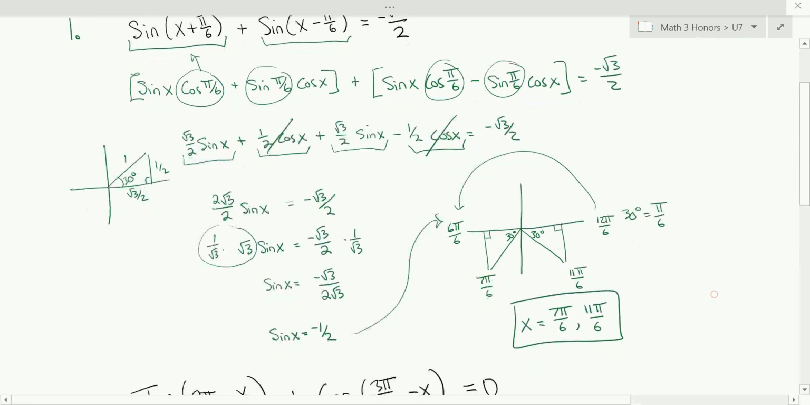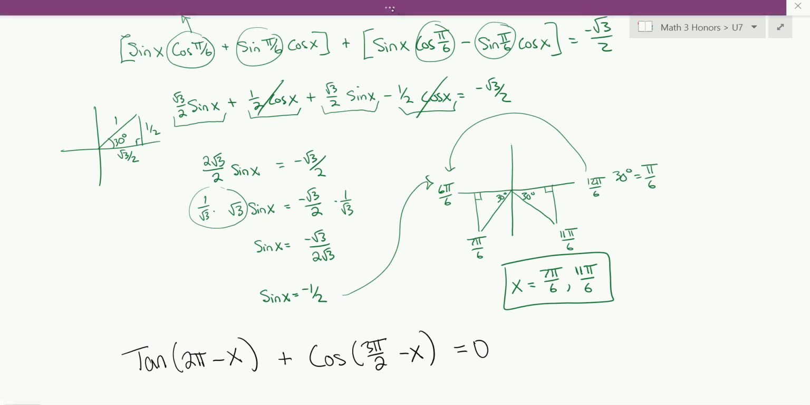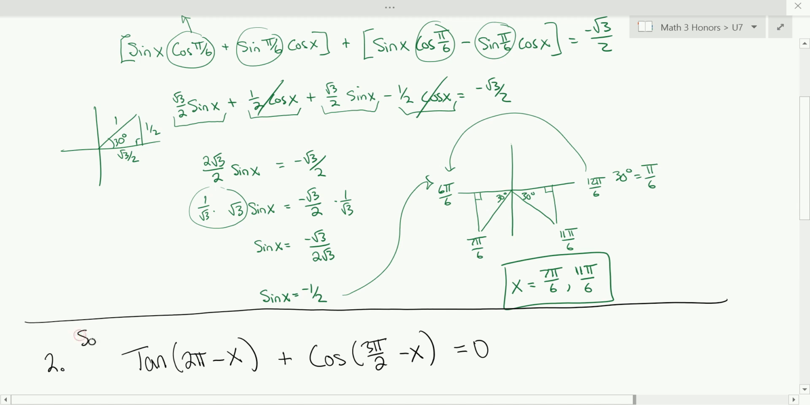Okay, so we're going to practice this again. Number 2, the tangent of 2 pi minus x plus the cosine of 3 pi over 2 minus x is equal to 0. Again, I want you to solve for x in radians. So apply the formulas. I'm going to pause and let you get started on this one.